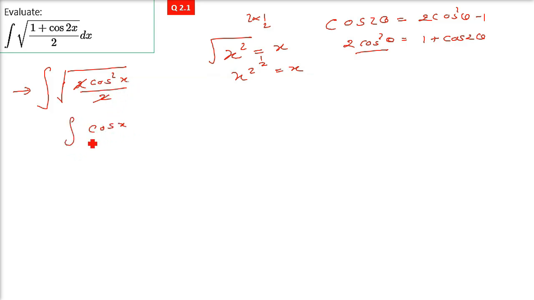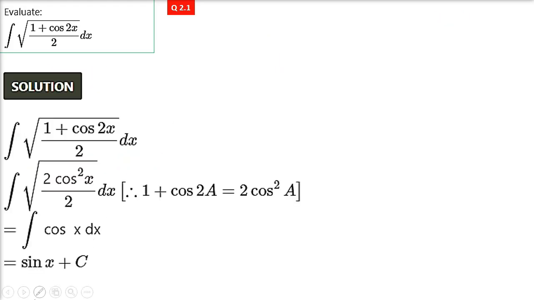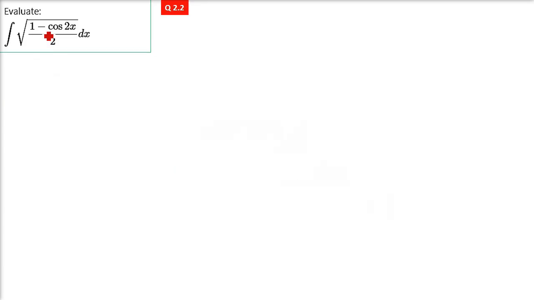Now integration of cos x has to be performed, and this is sin x. Sin x differentiation is cos x. Cos x integration is sin x. But one more thing is, you have to add a constant of integration. This has to be added. Okay, this is the whole thing, so what we discussed is here, and this is how you have to do it. Now the same thing: we have just done a question with 1 plus cos 2 theta or 1 plus cos 2x. Here also it's 1 minus cos 2x.